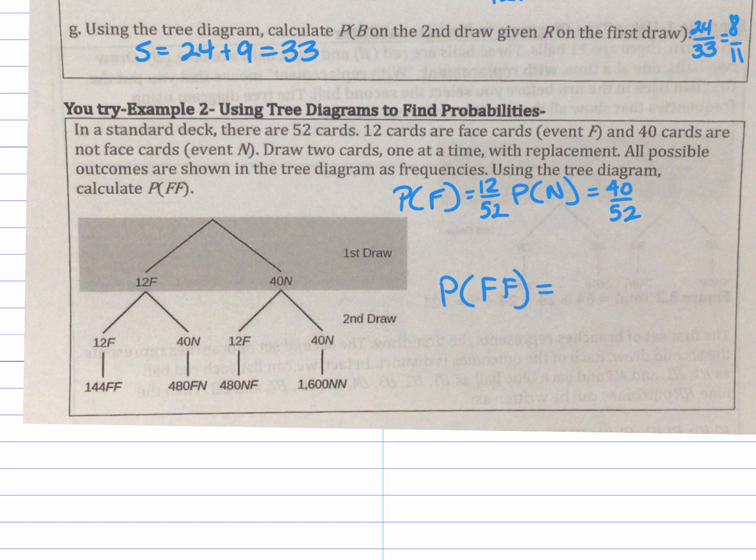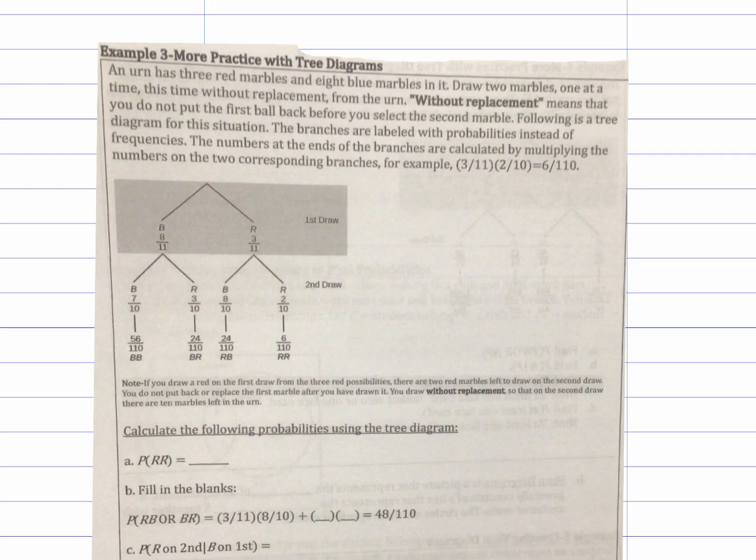In the tree diagram, we are shown how many times this happens. And so all we need to do is calculate the sample space so we know what to divide the number of times that face cards were chosen twice by. So this would just be 144 plus 480 plus 480 plus 1600, which equals 2,764. And yep, this one reduces. This would be 36 out of 691. Okay, hopefully you got that right. Next problem.